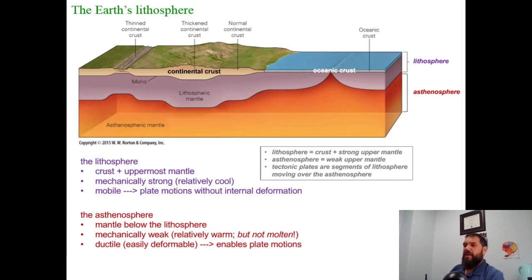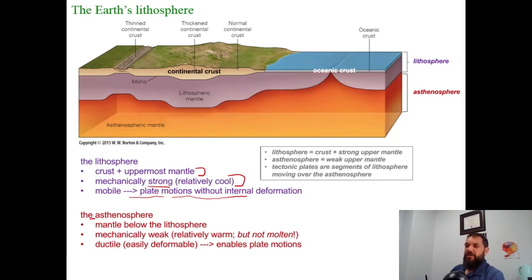So lithosphere is the uppermost crust and mantle. It's mechanically strong and relatively cool. It's also mobile, so it'll move with the mantle convection. These are basically what the tectonic plates are made of. They're made of the lithospheric mantle plus crust, and they move with the convection of the mantle. We'll talk about that when we talk about plate tectonics.